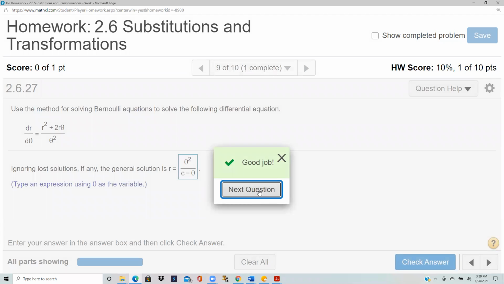Okay. And then question number 10, you can handle. It's very similar to what we have done. And that actually finishes this section and this chapter.